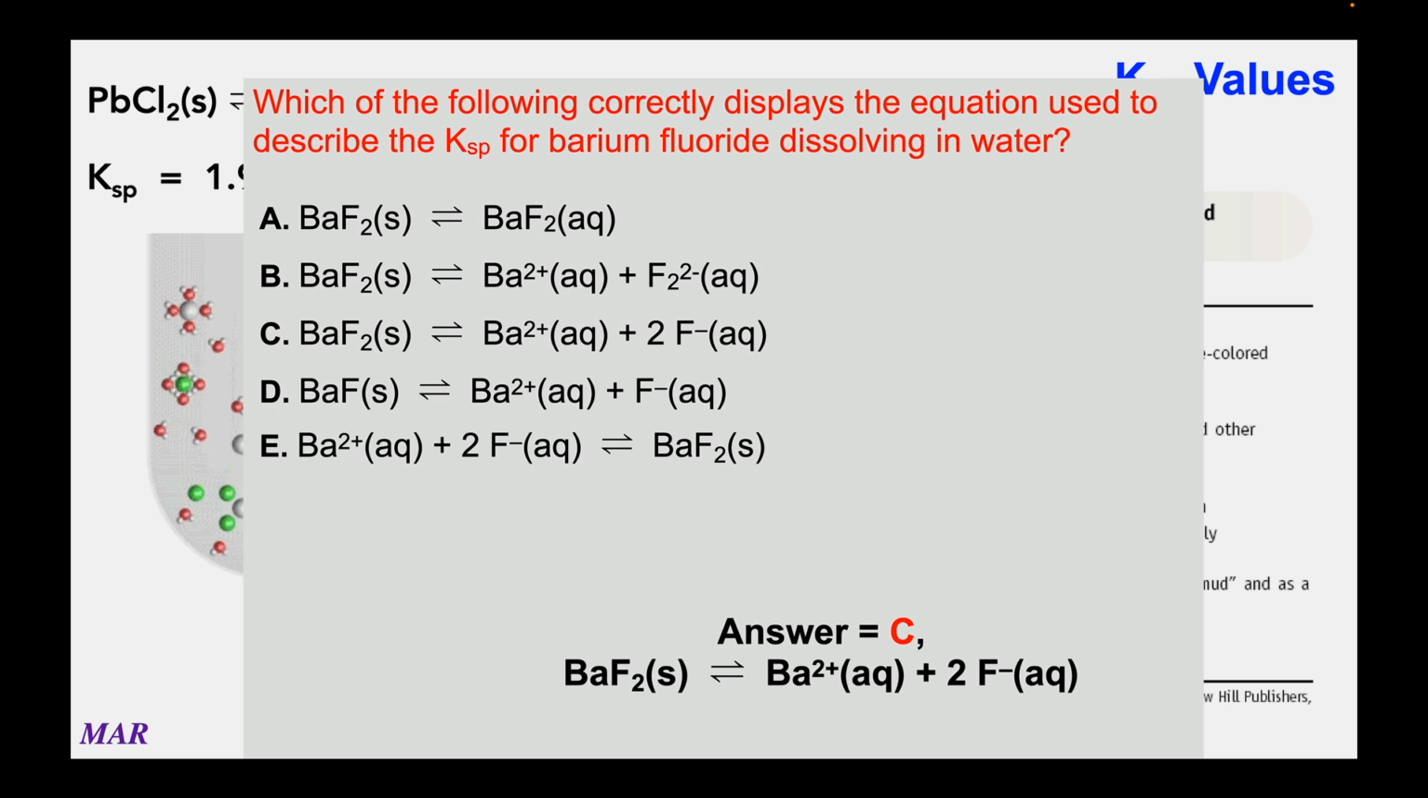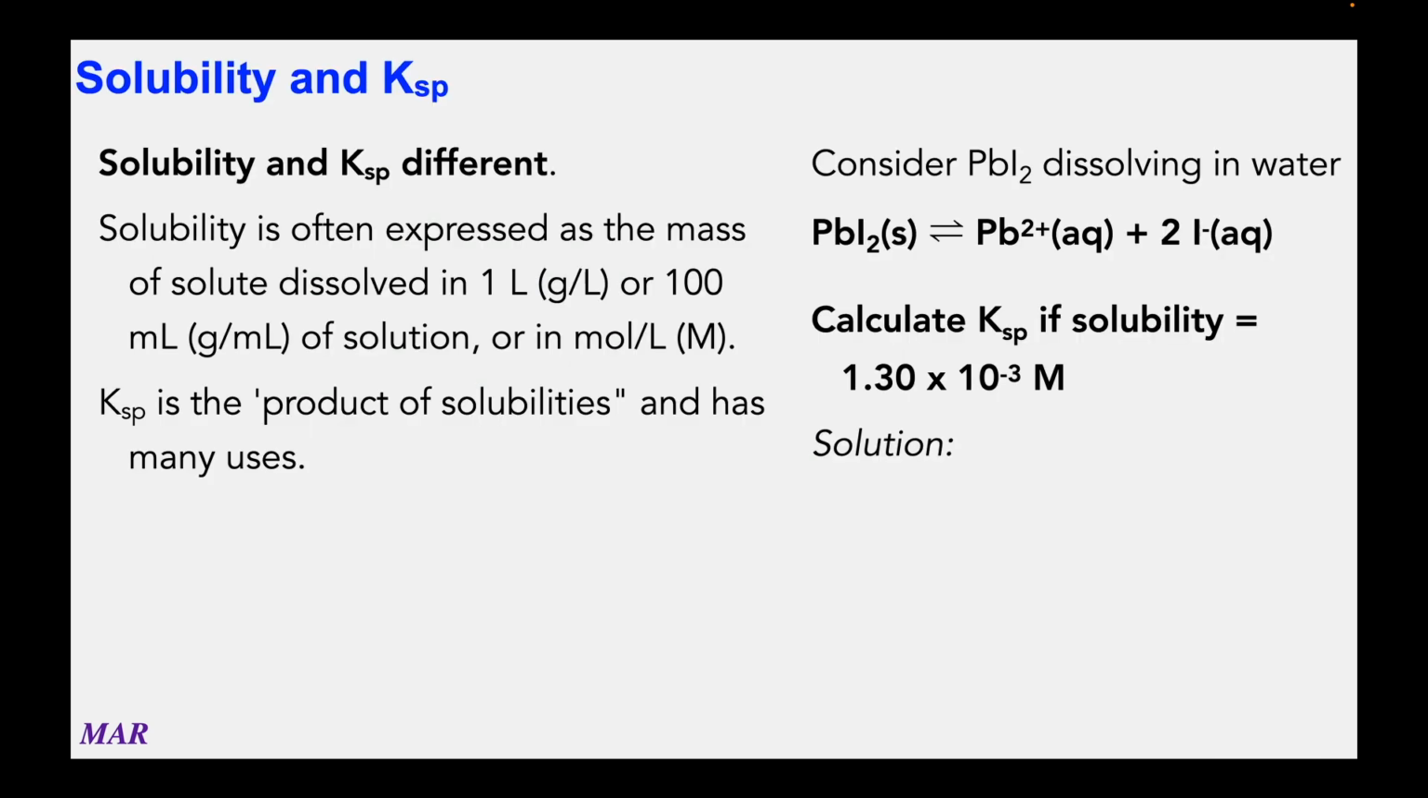D doesn't have the right stoichiometry or the right formula for that matter. Barium is positive 2, fluoride is minus 1. That wouldn't be a correct formula. And the last one is basically the opposite of a Ksp. Everything's flipped. The solid is the product, the ions are the reactants. Don't use that. So again, for Ksp, the solids will be the reactant, and the ions that go into it will be the products.